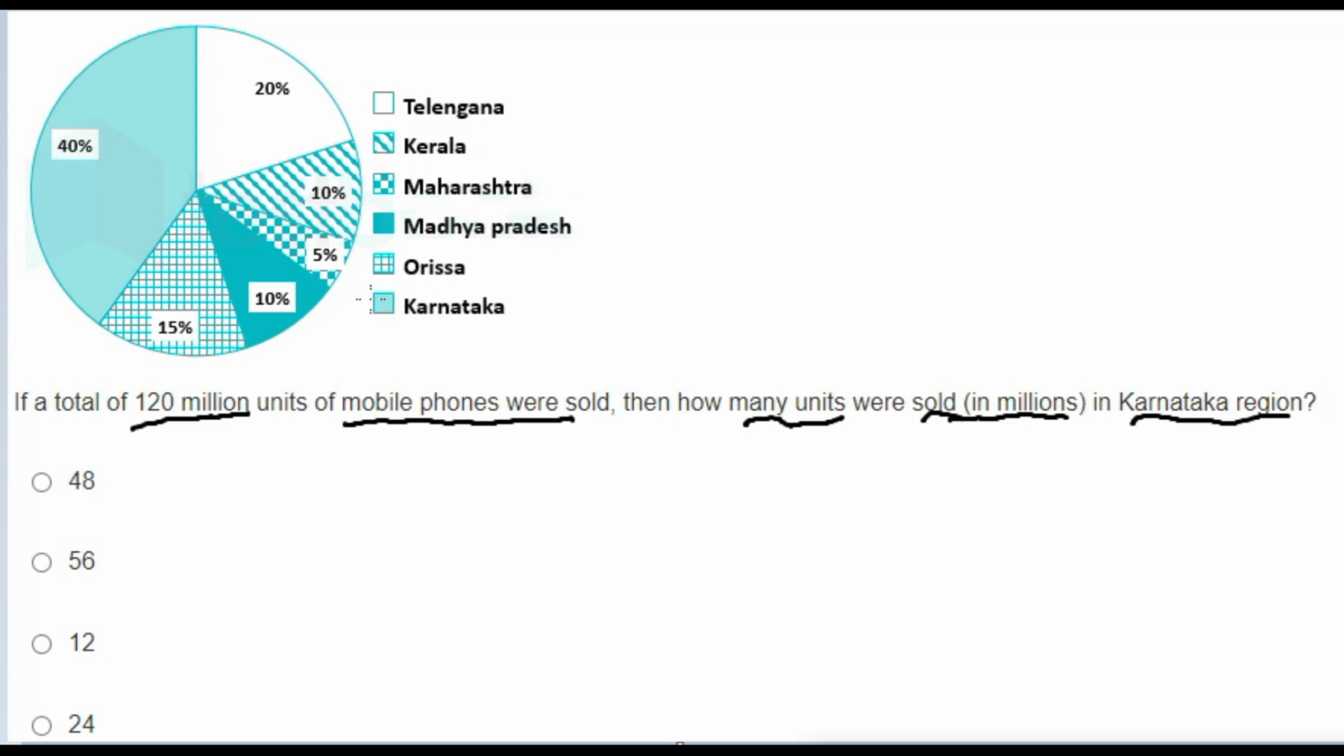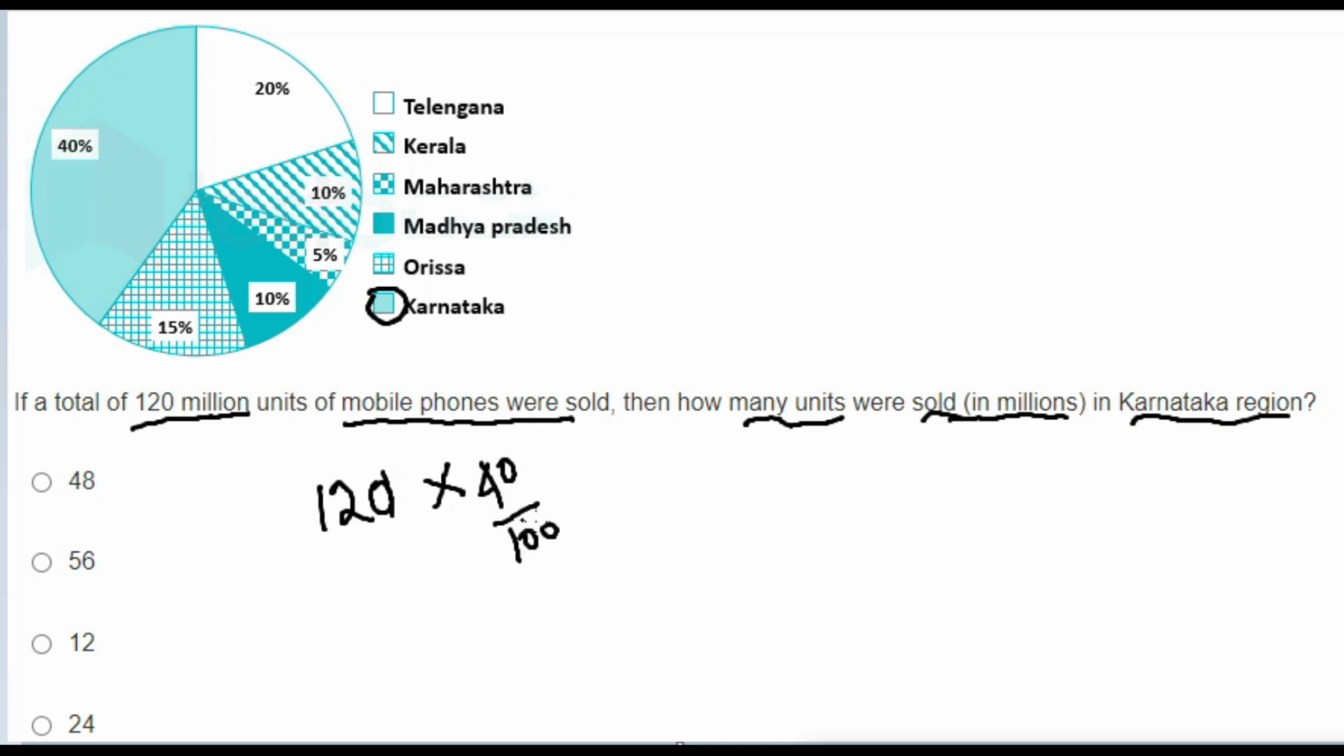Look at Karnataka. Karnataka is shown in light blue, dark blue is for Madhya Pradesh, and a simple white is for Telangana. Everything you can find. So a total of 120 million is available, right? And if you go for the percentage, what is the percentage of Karnataka? It's 40, that is, 40 divided by 100.